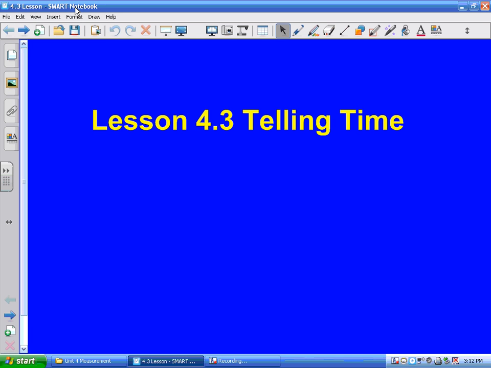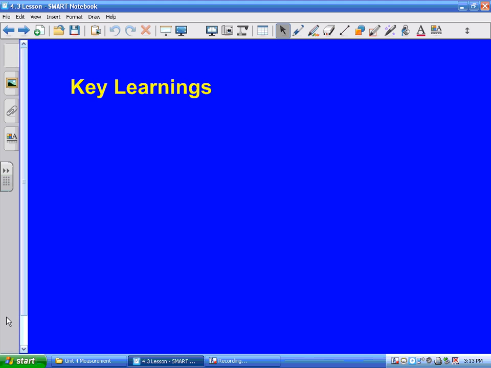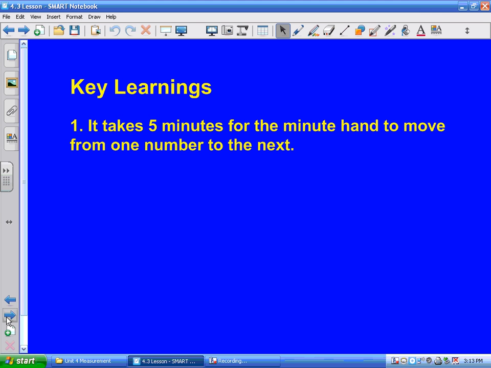This is lesson 4.3. It's on telling time. Now, up to this point, we've done quarter past, half past, and quarter to, and talked about the hours at the top, like 3 o'clock and 4 o'clock and 5 o'clock. Now what we have to do is change it so that we have minutes that we're going to have to count. So if you talk about our key learnings, it takes 5 minutes for the minute hand to move from one number to the next.